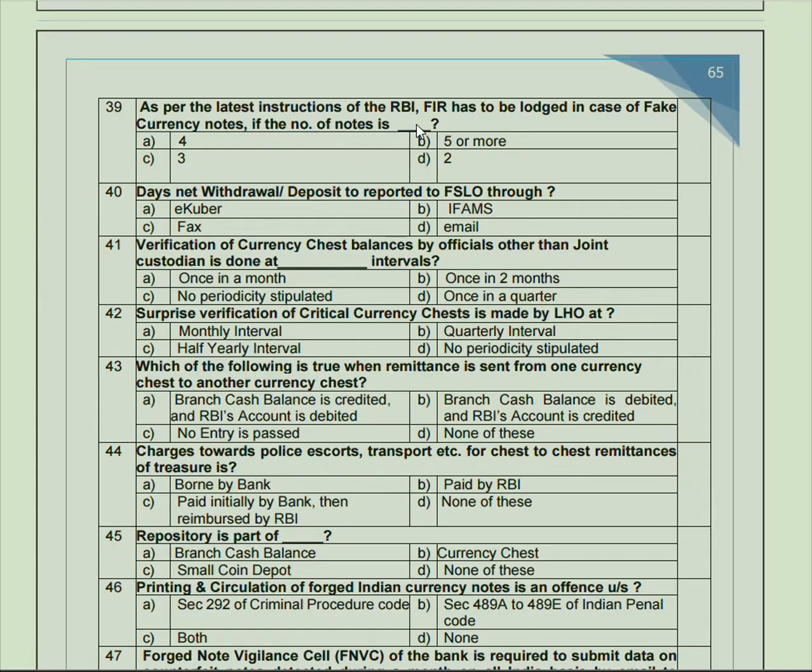As per the latest instructions of the RBI, an FIR has to be lodged in case of fake currency notes, if the number of notes is five or more. 40 days net withdrawal deposit to report it to FSLO through.